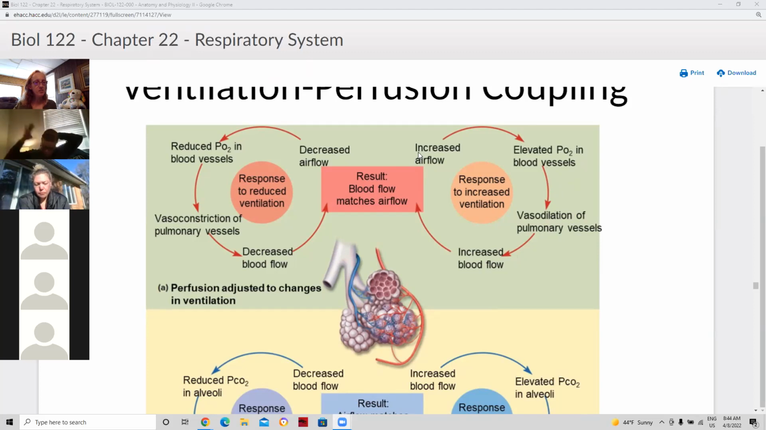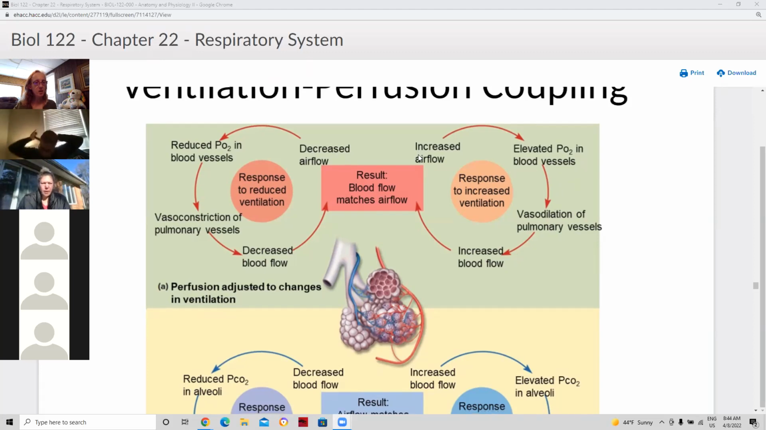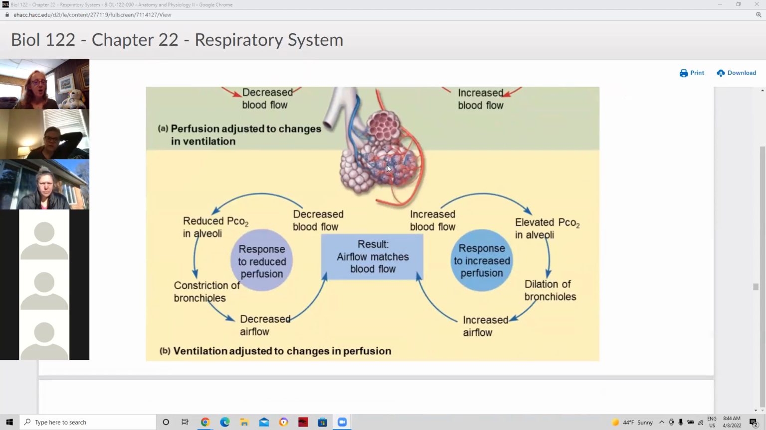Is this clear? Okay. You said the blood flow equals the airflow, right?